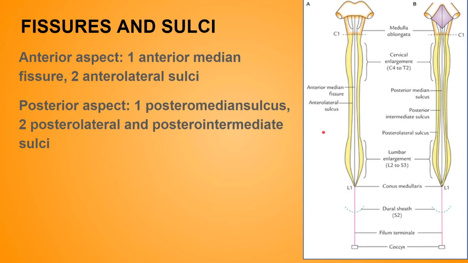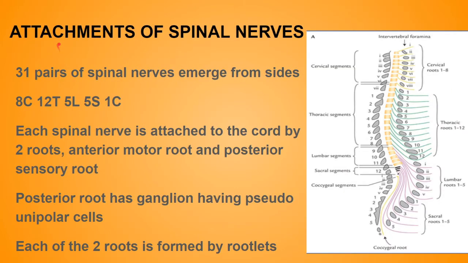And a very important thing is that through this anterolateral sulcus, remember, the ventral root fibers of the spinal nerve arise, while through this posterolateral sulcus, of course, the dorsal or posterior nerve root of the spinal nerve arises. Now next, the attachment of the spinal nerves.